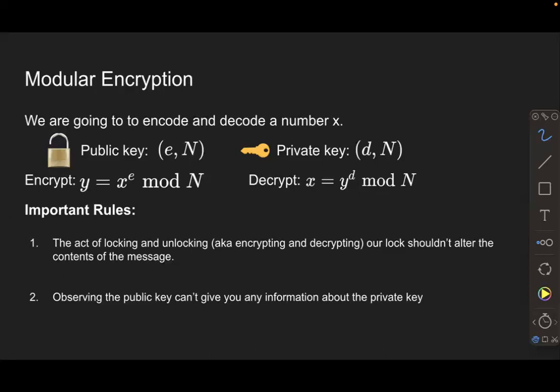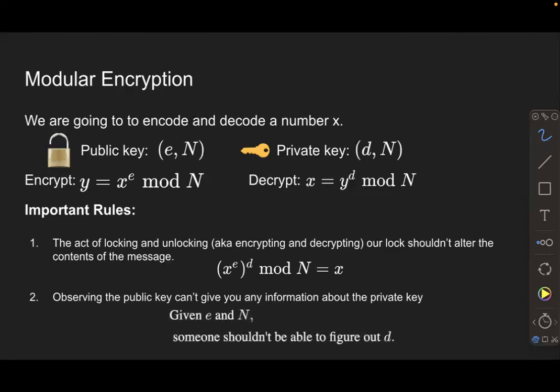Again, we have our two important rules. First, the act of locking and unlocking, aka encrypting and decrypting, shouldn't alter the contents of the message. If I take it to the power of E and mod it by N, and then take it to the power of D and mod it by N, I should get the same message back. This property needs to be true. Second, observing the public key can't give you information about the private key. Given E and N, you shouldn't be able to figure out D. Those are the two properties we're counting on to make this encryption work.